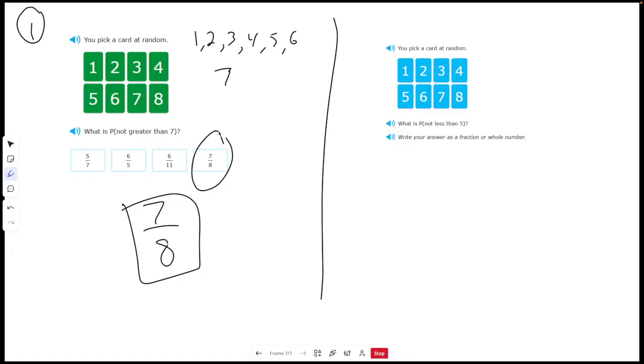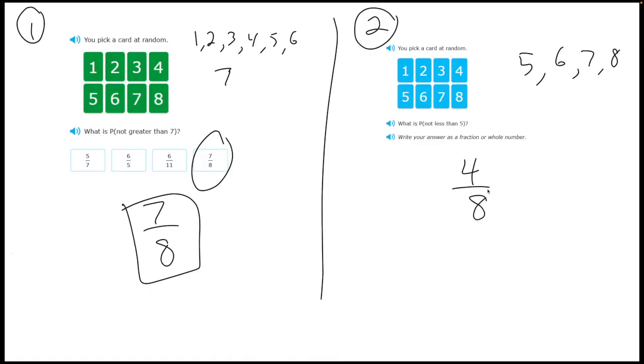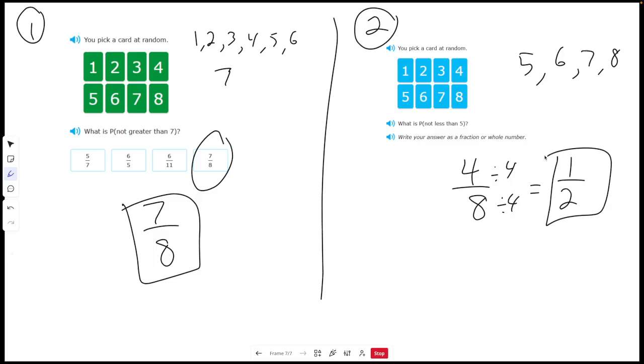Okay? All right, for number 2, what is the probability that it is not less than 5? The numbers that are not less than 5 would be 5, 6, 7, and 8, right? So that's 4 out of the 8 total cards. And you may need to reduce. If you need to reduce, you can divide by 4. And this gives you 1/2. Final answer.